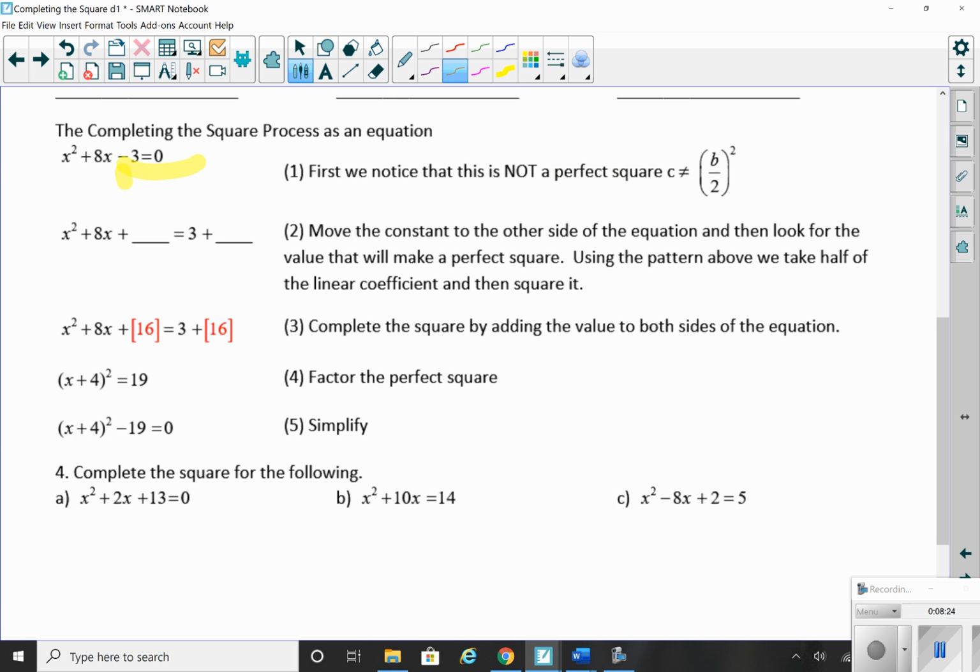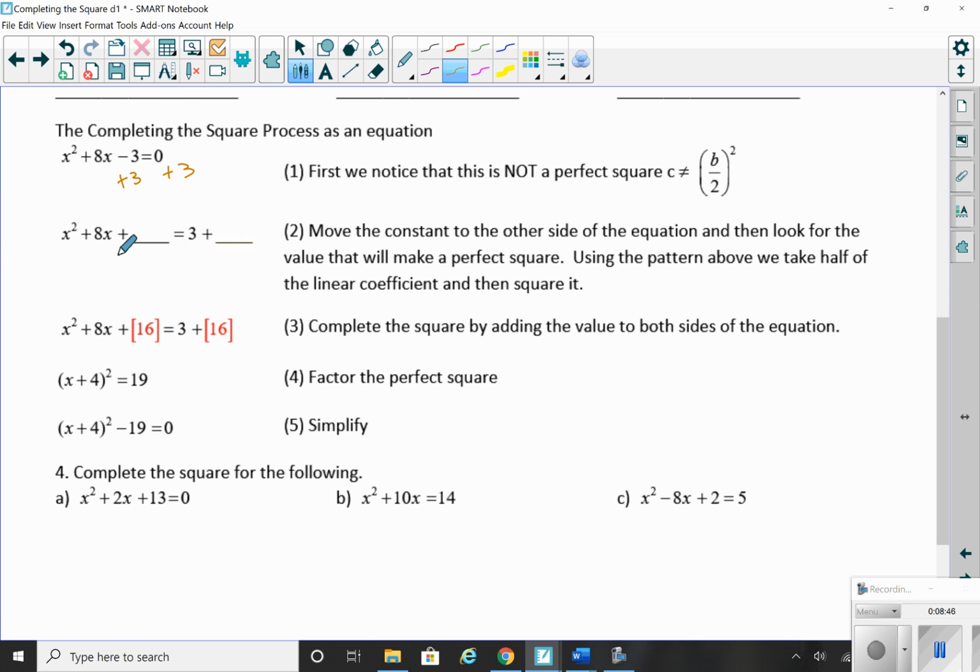What they're doing here is they're adding the 3 over to the other side just to get it out of the way. Then we put little blanks in here because we're trying to figure out what is going to be the magic number that we can add in here to create a perfect square trinomial. If we add something to one side of an equation, we have to add the same thing to the other side to keep it a balanced equation.